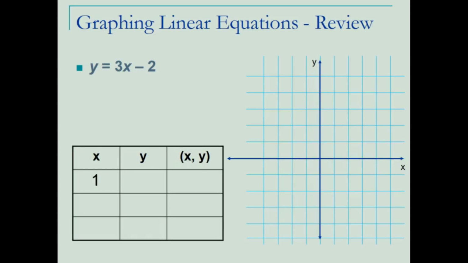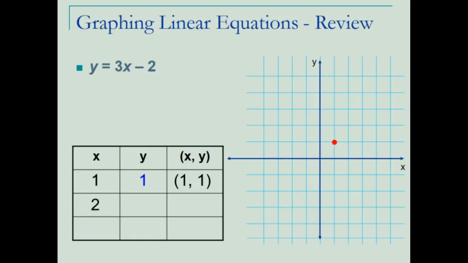So here we have a table where we will pick values of x. For example, let x equal 1, replace x with that value, and solve the equation. Performing multiplication first in this case, and then subtraction leaves us with a corresponding y value of 1 and the point 1, 1. So we'll plot that point.